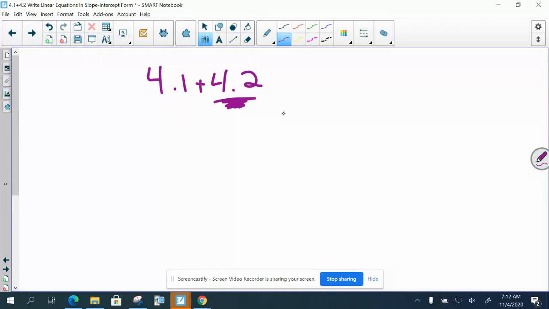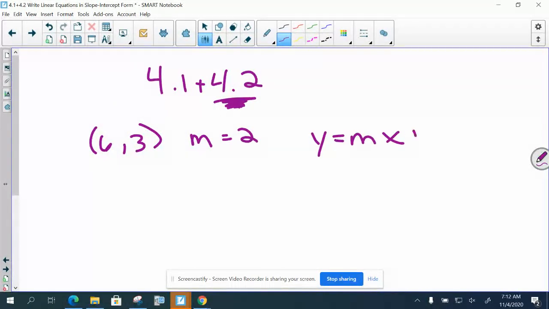So, for example, one of the questions that you had on the activity was, say you have the point (6, 3), and you know that it has a slope of 2. So if we wanted to write it in slope-intercept form, y = mx + b, we know what the m is, that's 2, so 2x + b, but you don't know what b is. So the way you did it last time is you plotted the point and you used the slope to figure out where the y-intercept would be. But there's a different way.